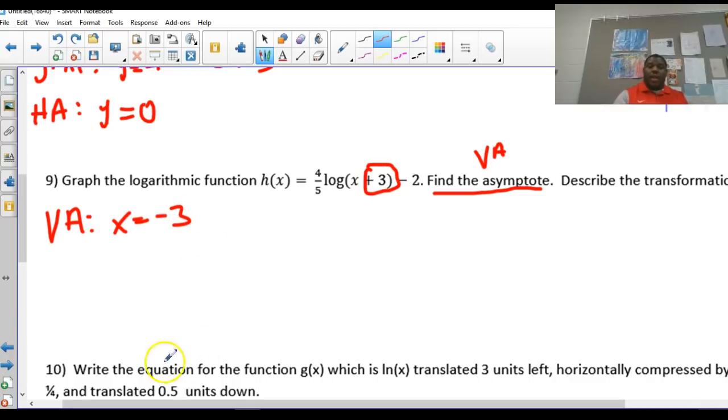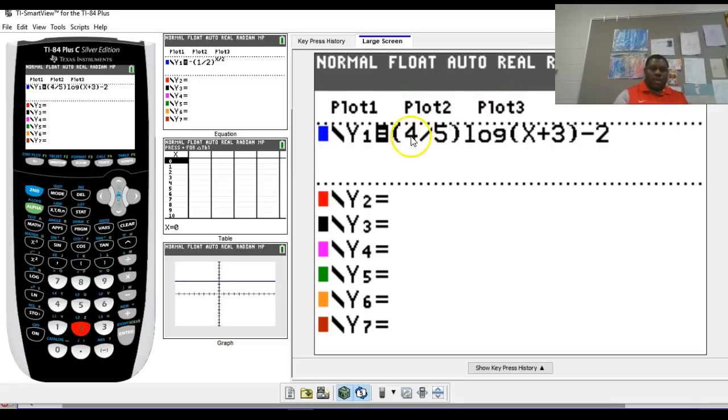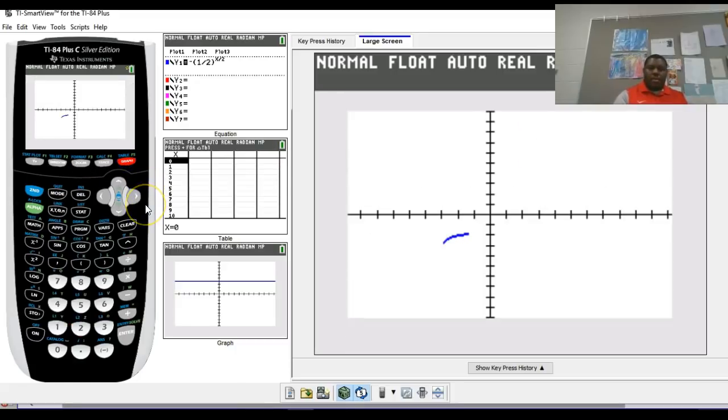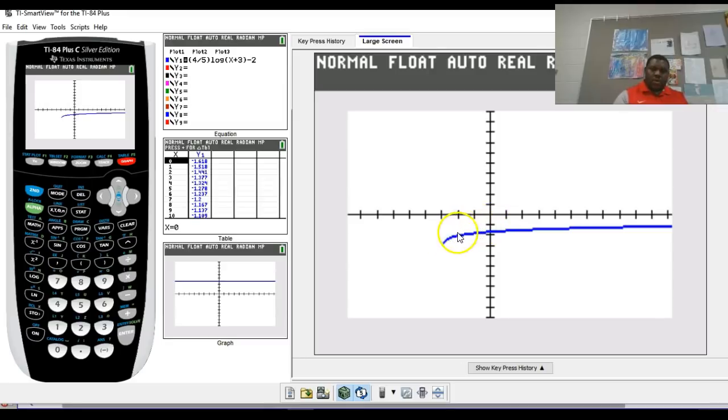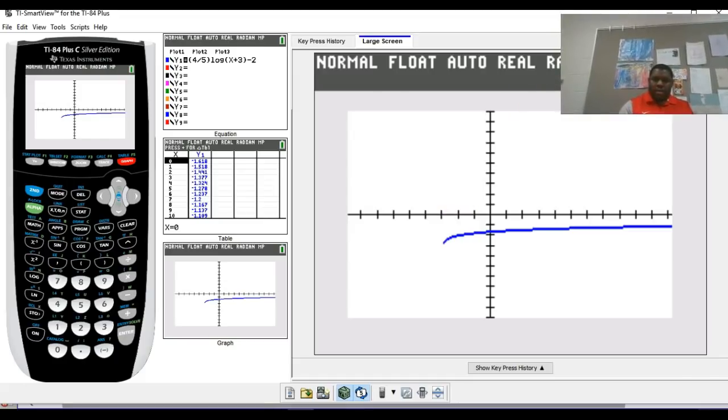And I'm going to show you this in the calculator, okay? I want you to see that this is 4/5 times the log of x plus 3 minus 2. Now I'm going to go ahead and graph that. I want you to see how the calculator goes 1, 2, 3, -3, and it stops there. That's because there's an invisible line right here. It goes straight down. I wish I could draw one right here, and you would be able to see it, but it stops right there at -3.